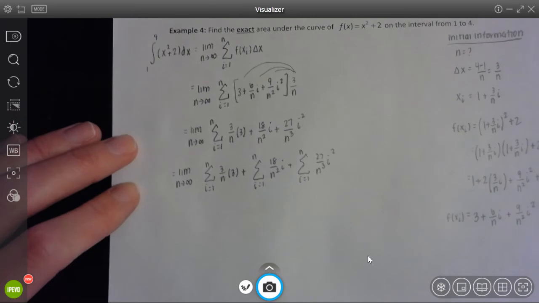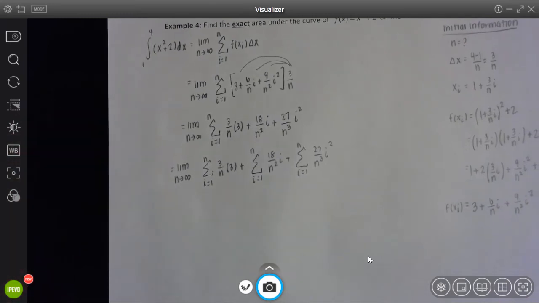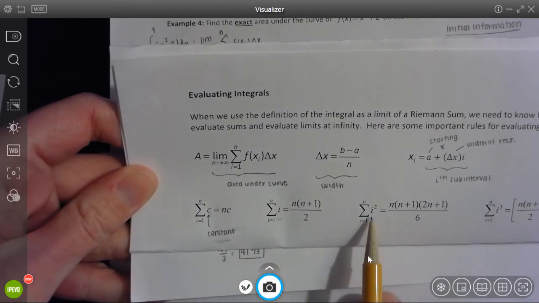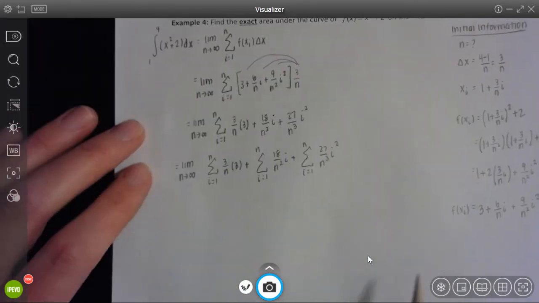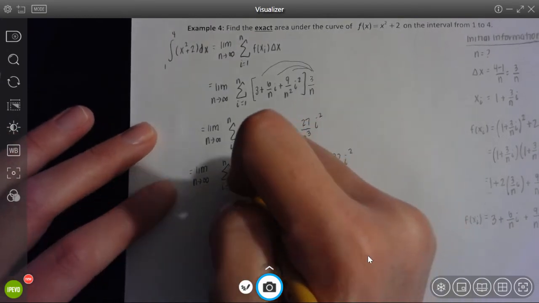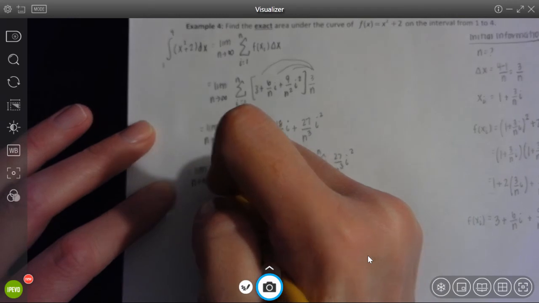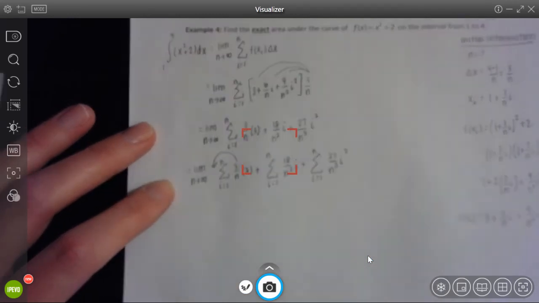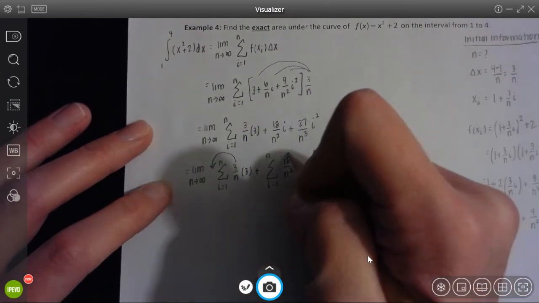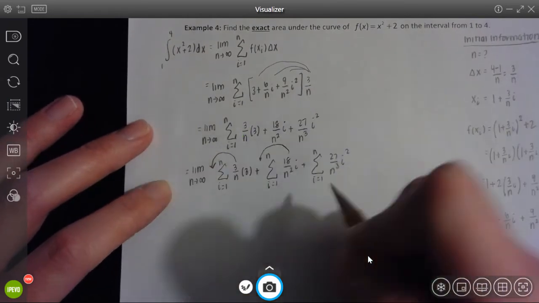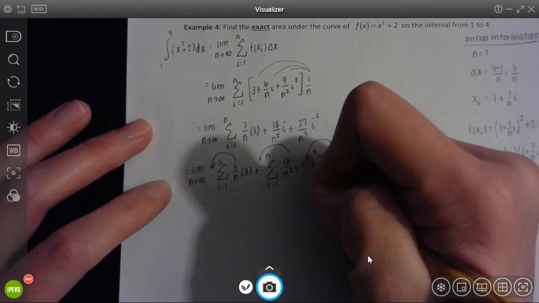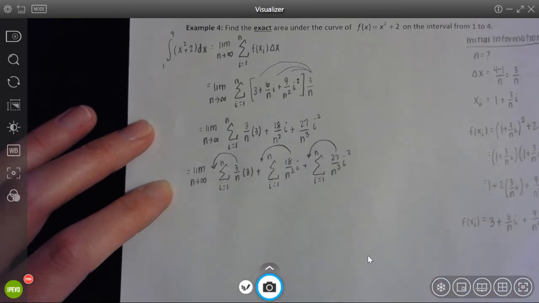In each one of these cases, I know I have a constant, an I, and an I squared that I can plug in for. The reason that I did not multiply this out together is that I'm going to pull out this 3 over n to the outside of the summation, where I'm just left with a constant, so then I can substitute in. I'm going to do the same thing with the 18 over n squared, leaving the I here, and the same thing with the 27 over n cubed, leaving the I squared with the summation.